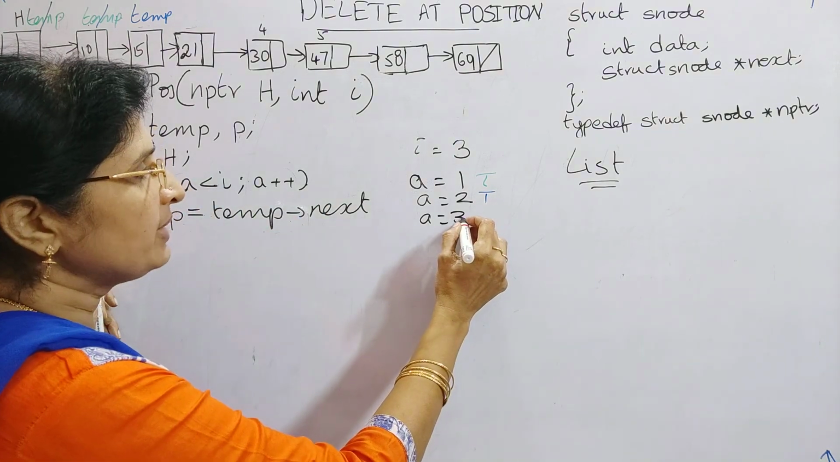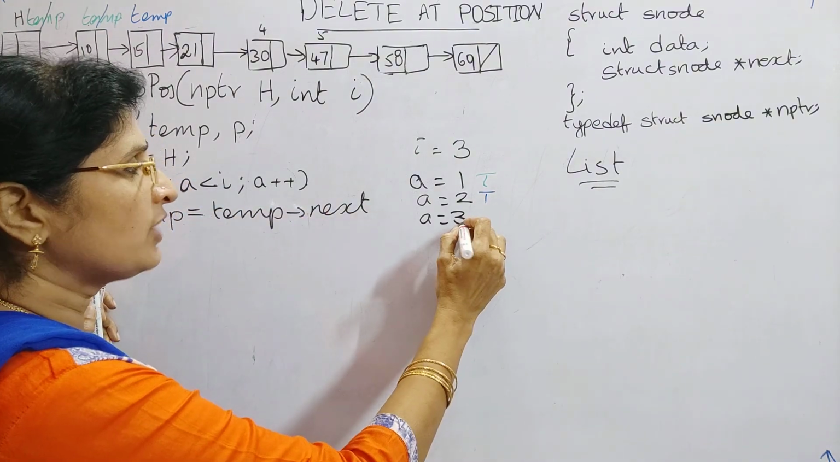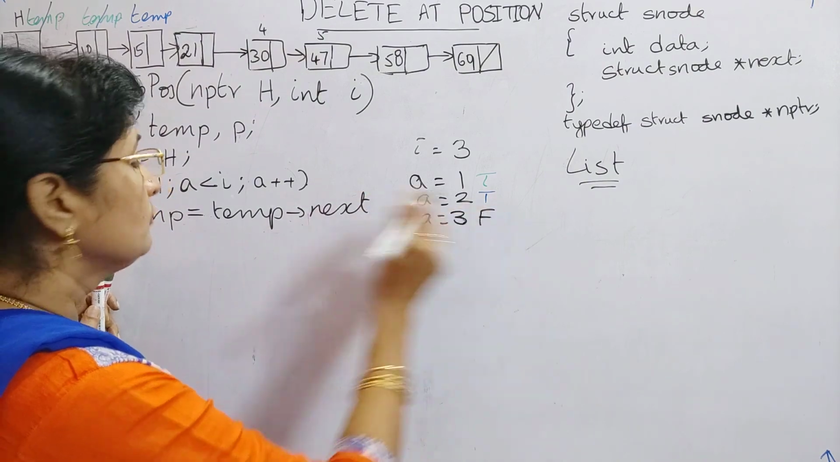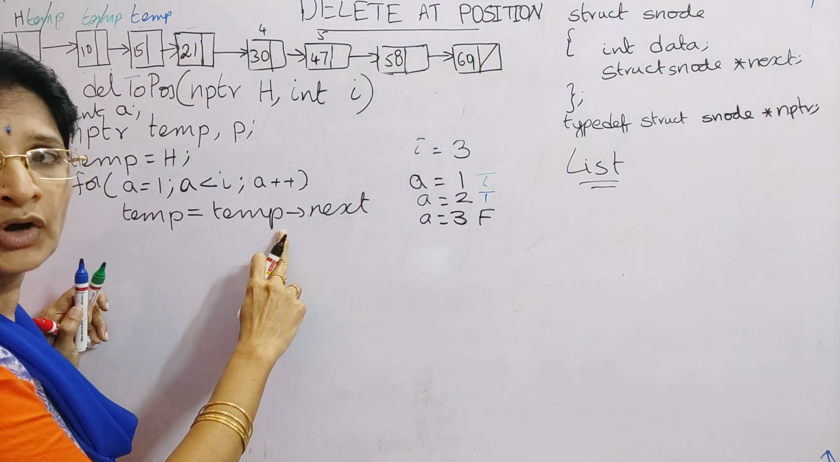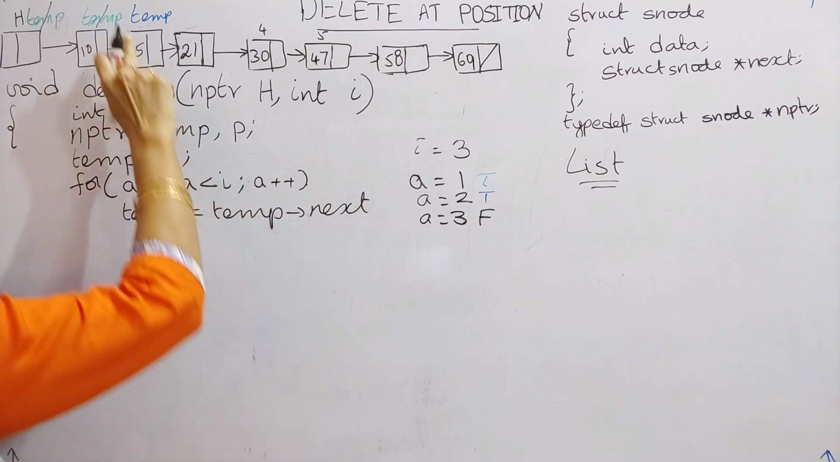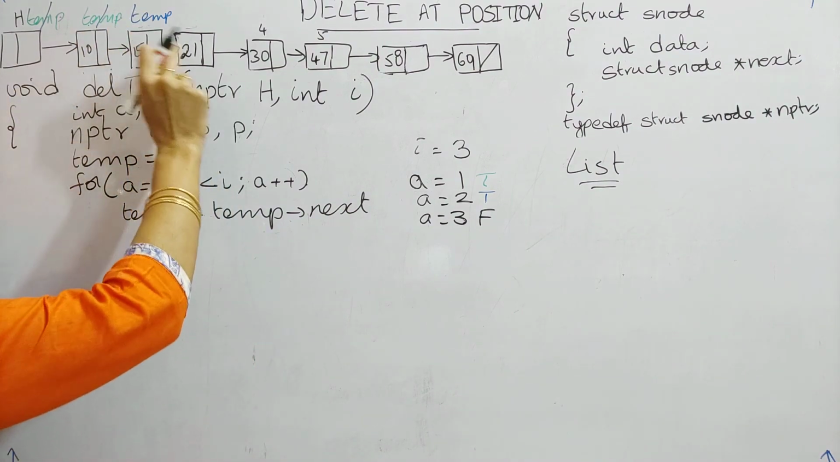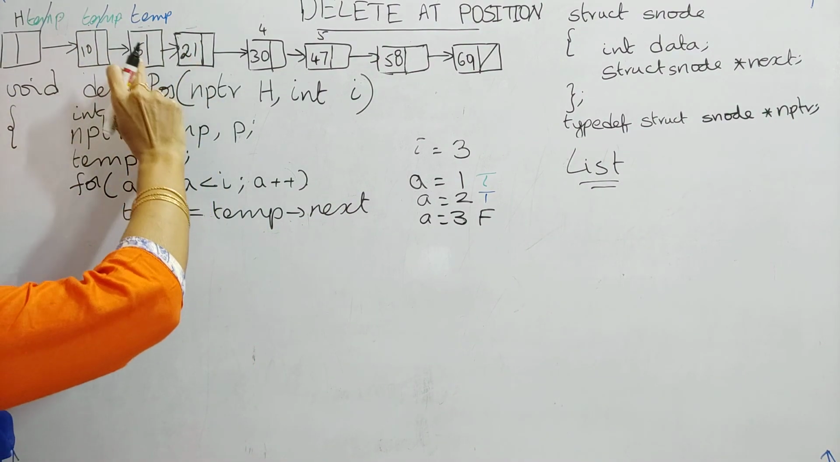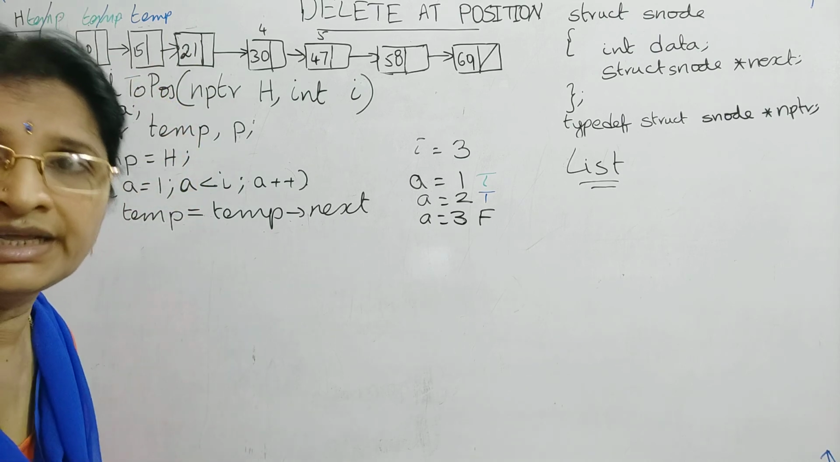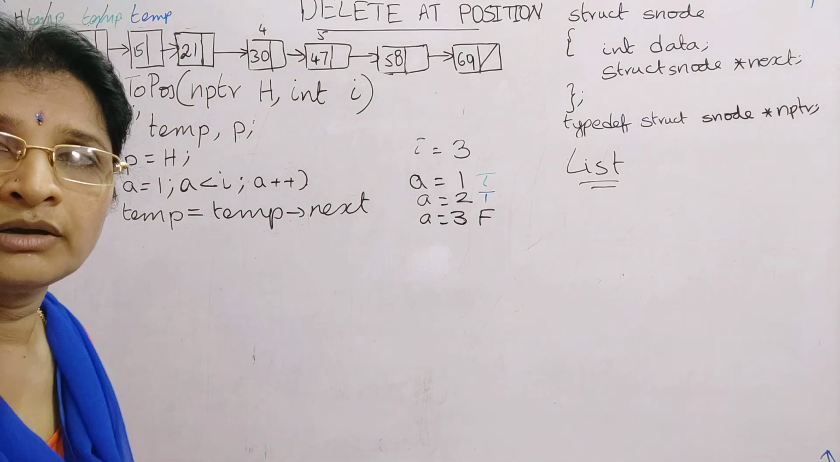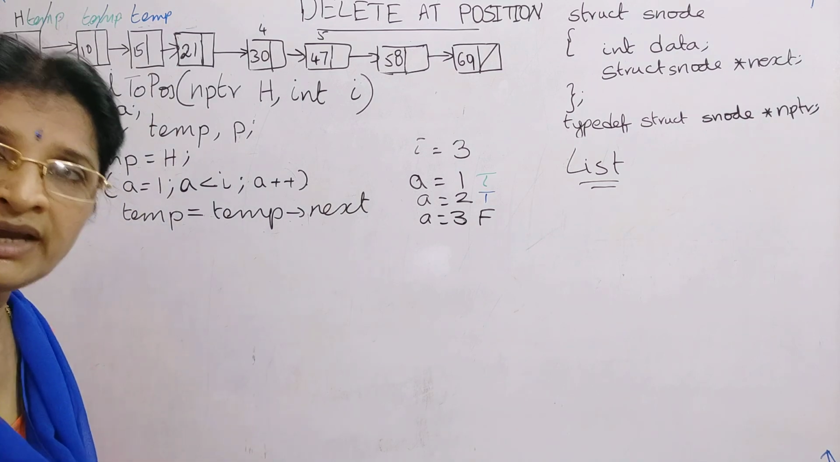So that's why, once the condition is false, will it go to this statement? It will not go to this statement. So then where is your temp now? It is one position before the node to be deleted. Okay, one position before the node to be deleted.